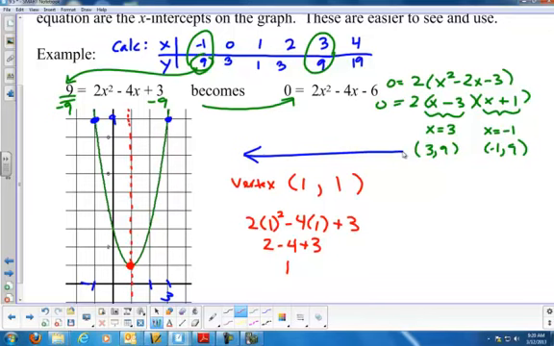Since you know it's a parabola, you only need 3 points. Those are your 3 main points. So here's our third main point.